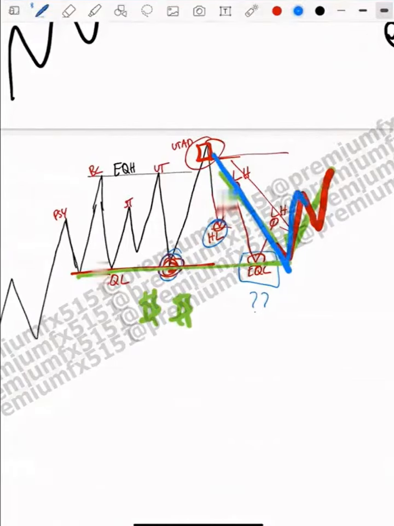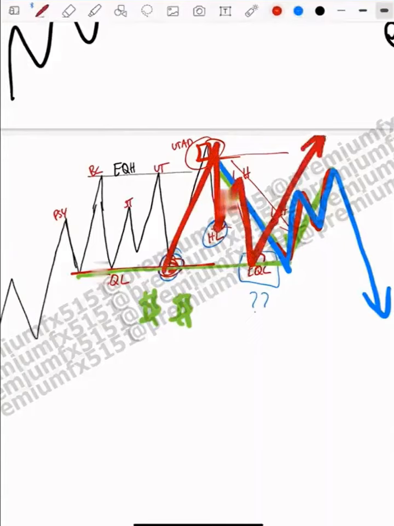impulse, complex pullback, continuation. Now, as you guys can see, this is where it gets complicated, because the counter perspective was impulse, complex pullback, continuation. You don't really know which one to play now. You're getting complex pullbacks on both sides. Structure is mixed, and you can get a bit confused. So now what you need to do is ignore structure temporarily, because that's going to tell you different things. That multi-time frame analysis is going to tell you different directional biases.